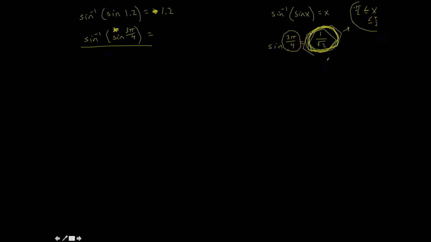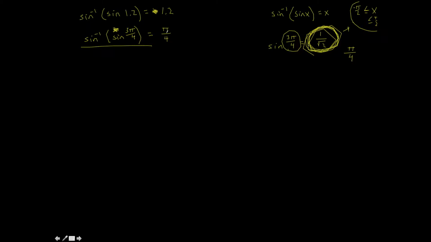Well, which one is that? Which one is that? Well, that would be pi over 4. Pi over 4 has a sine of 1 over the square root of 2, or square root of 2 over 2. So because we have to have it in this interval, we would say that this answer is pi over 4.